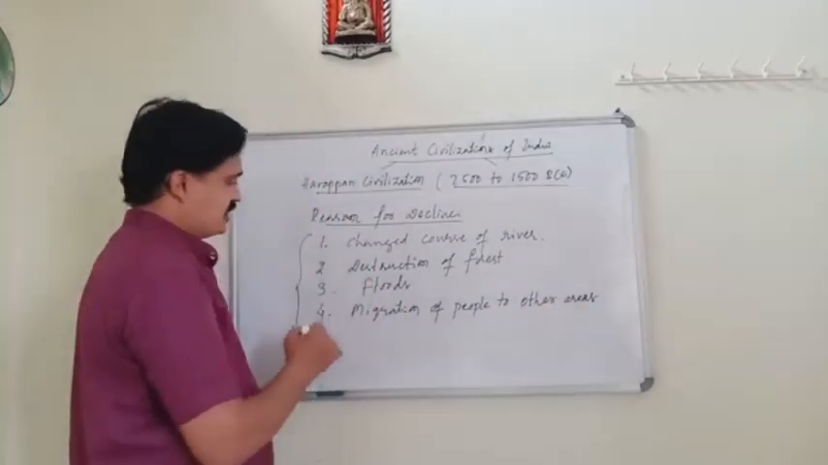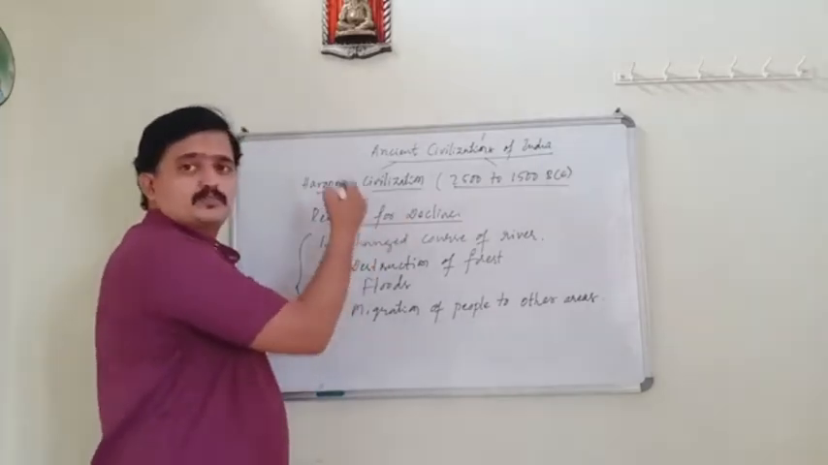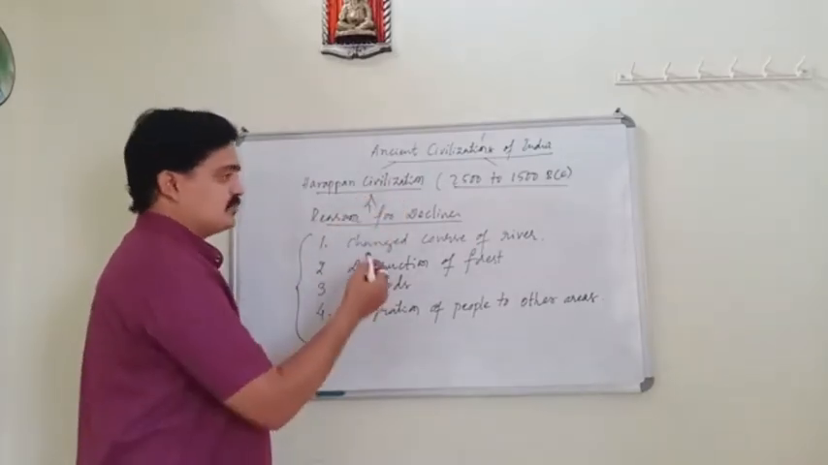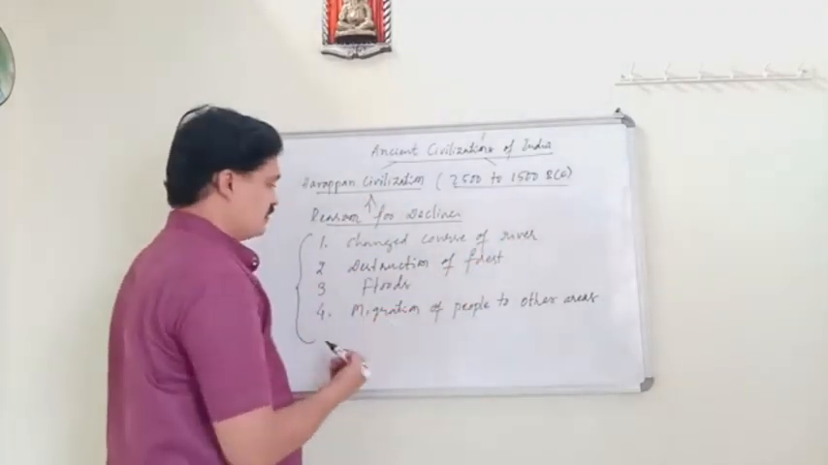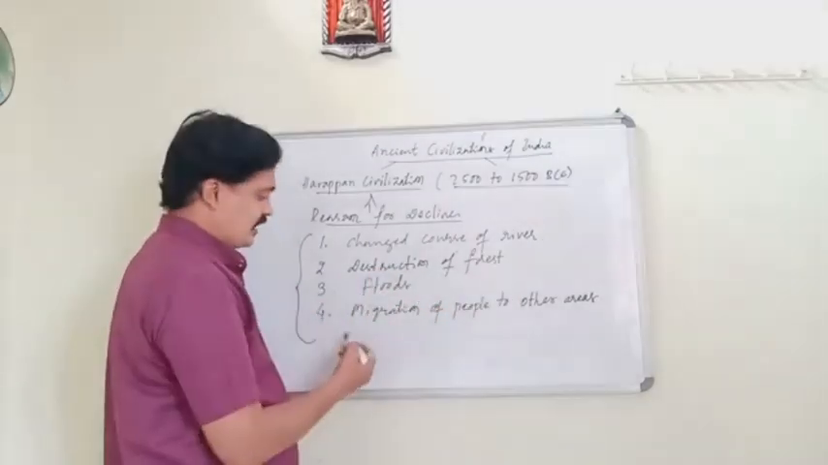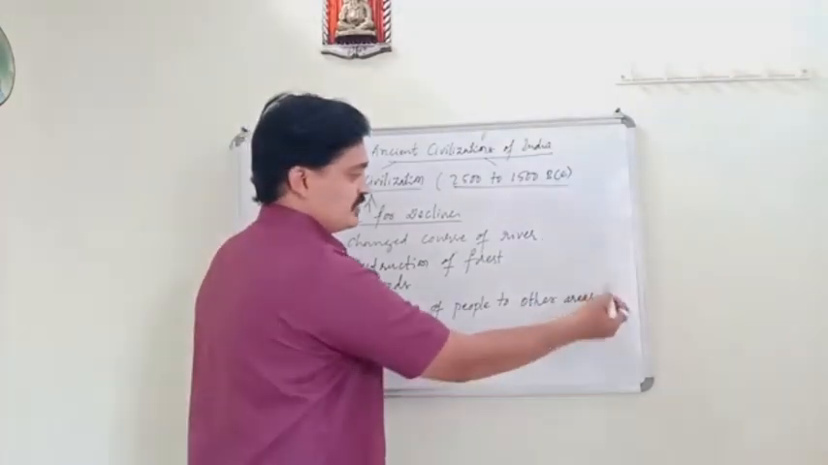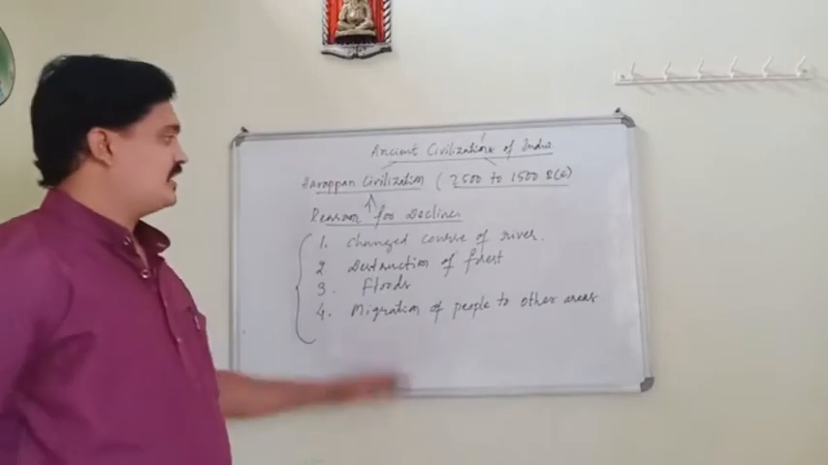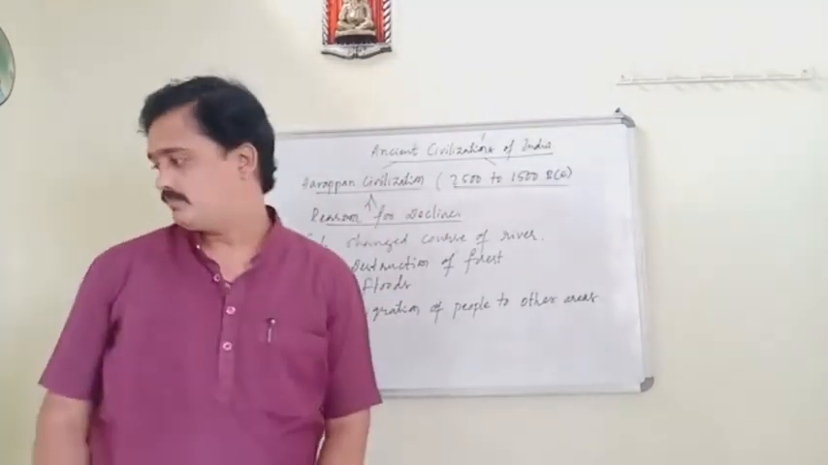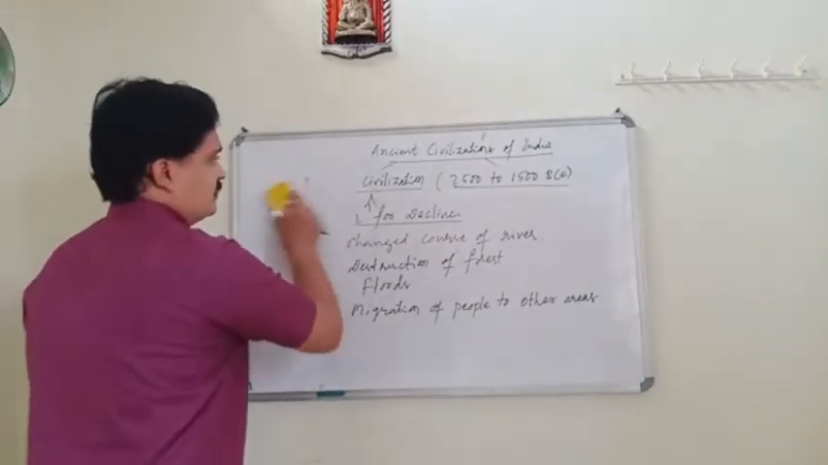These were the main reasons for the decline of the Harappan civilization. What were those? The changed course of a river, destruction of forest, and floods. Another one is migration of people to other areas. So this is the Harappan civilization.